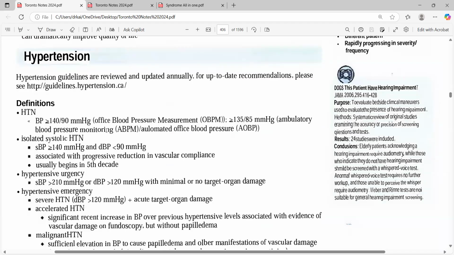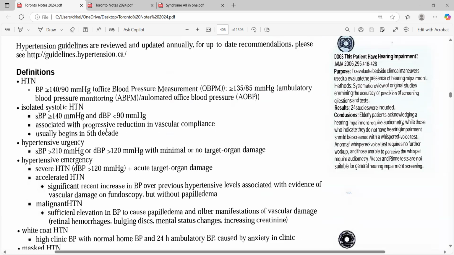Then comes high blood pressure. I think we have been discussing high blood pressure for so long. Then what is white coat high blood pressure? That's important. What is masked high blood pressure is important. The difference, the diagnosis is important. So white coat is when they are in the clinic, they have high blood pressure, but when they are at home, it is normal. Then there is hypertensive urgency, which is more than 210.